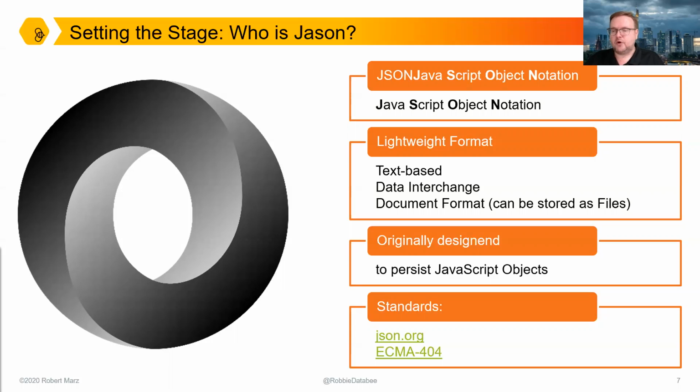That means you can store those JSON documents as files. JSON was originally designed to persist JavaScript objects. And there are two standards. One is JSON.org and the other is ECMA 404. That doesn't mean standard not found, but this is the actual number. If you download those slides and click on those links, the links are linked directly to those standards. So if you are interested in reading about the standards, just do so.